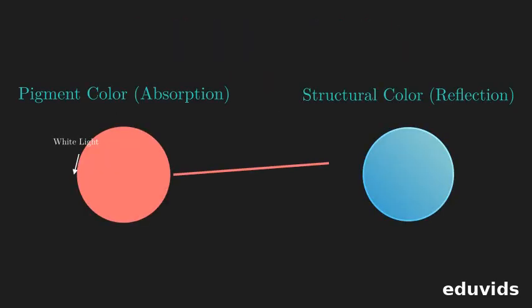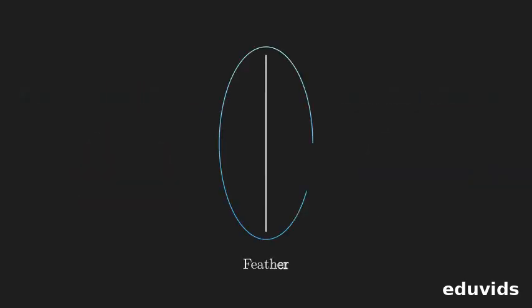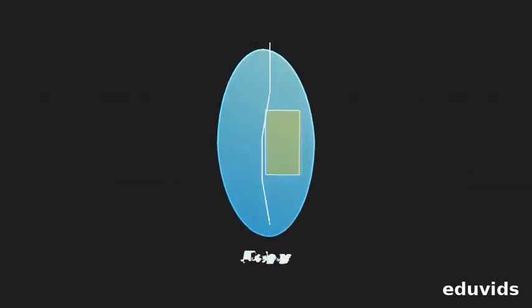Most colors, like those in paint or dyes, come from pigments that absorb some light waves. Structural coloration is different. It creates color by physically manipulating how light scatters and reflects. This manipulation happens in the tiny feather strands called barbules.